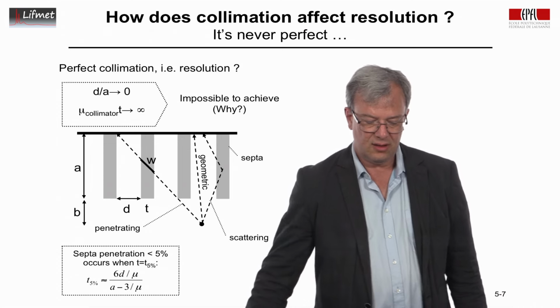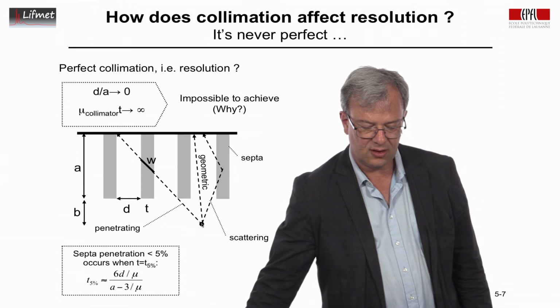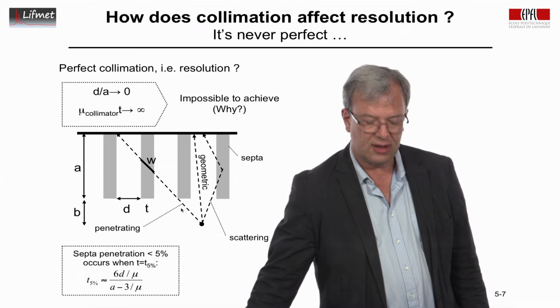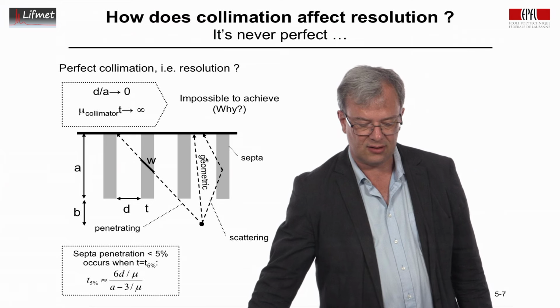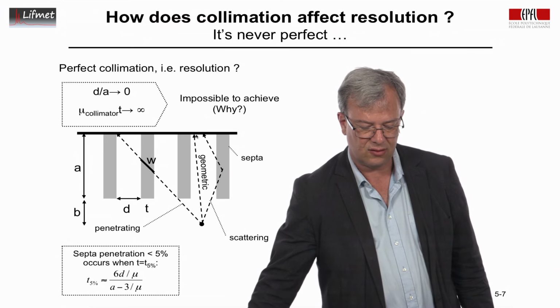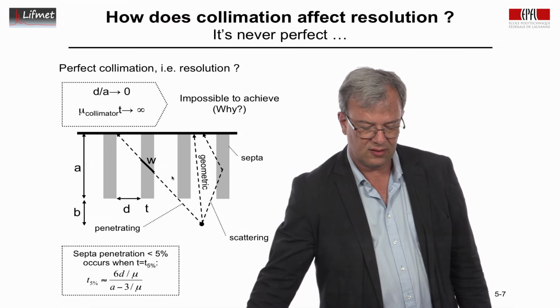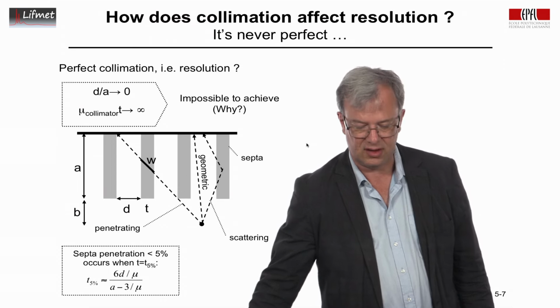So what does this mean? We are essentially trying to select only the geometric events. We are getting penetrating events and we're getting scattering events. Here the scattering event is good, but it could also be that it goes here and is scattered there, or it goes here, scattered here, etc.